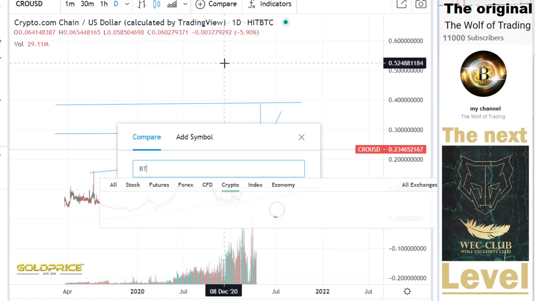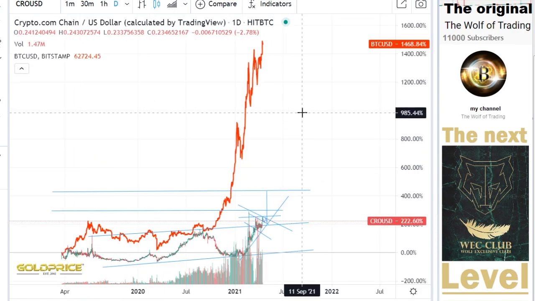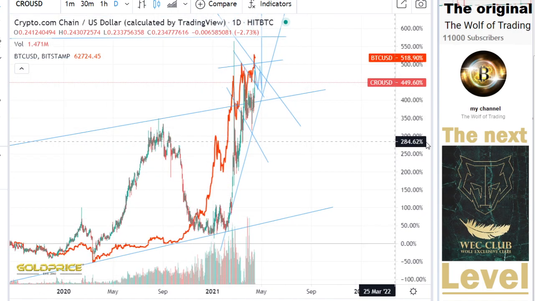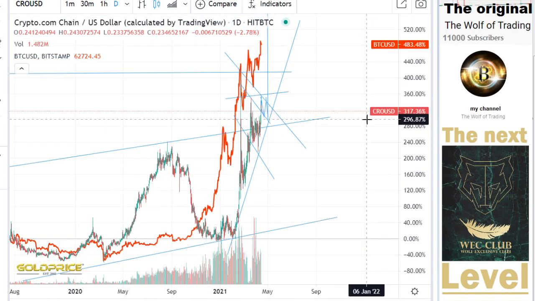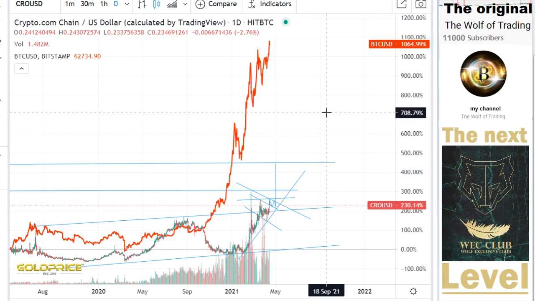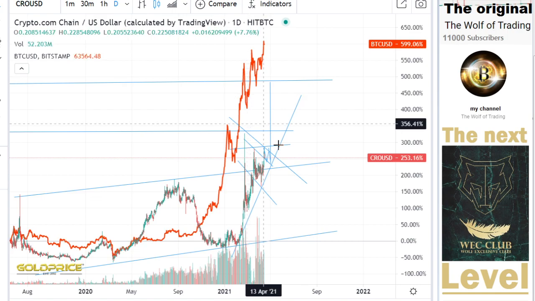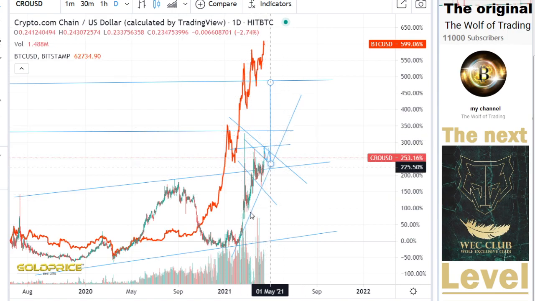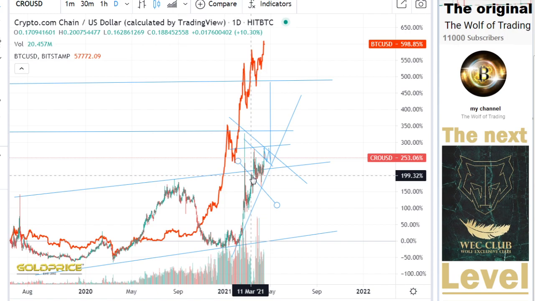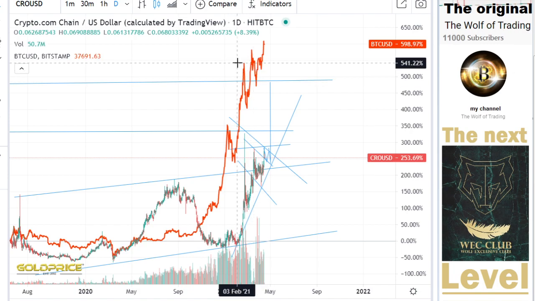I want to compare this with Bitcoin. And you see, we have a similar formation here. The price of Bitcoin is going, I would not say exactly, but in a similar way, like crypto.com. And this is a relatively good sign. You see, the price is stable, and the next target is to go to the top side. You also see from this Bitcoin formation that this is the lowest point.